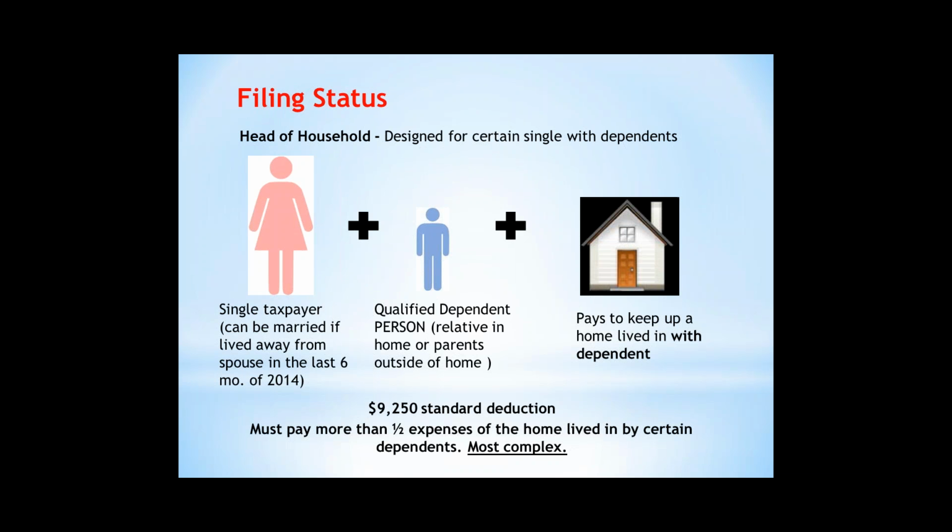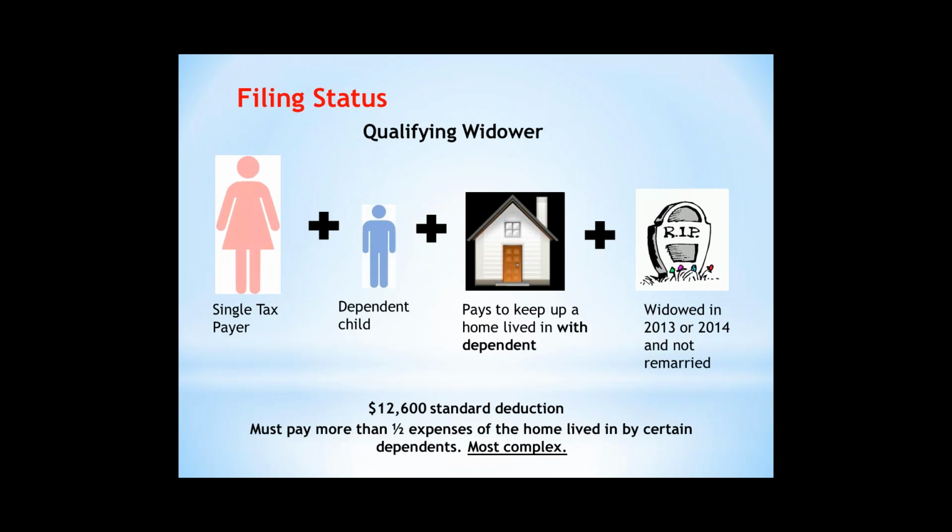So with a single taxpayer and the qualified dependent, so it has to be a relative in the home, and with keeping up at least half the expenses of the home, the person is eligible to file the head of household filing status. Again, a lot of people coming to the tax sites have filed the same status for the previous year and understand the concept and understand the filing situation.